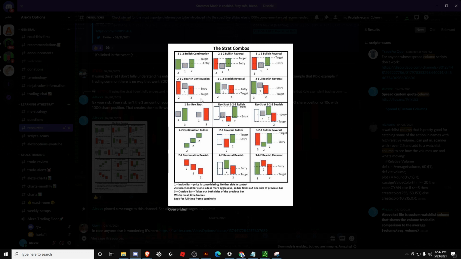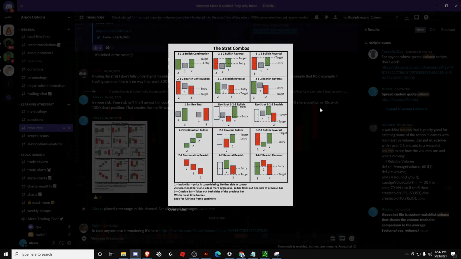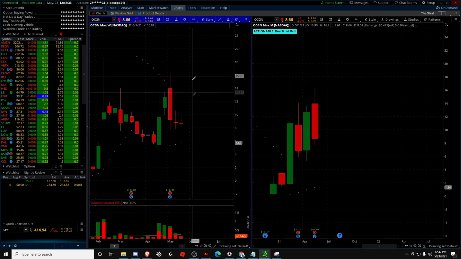And then you're also going to see what we look at is a 2-1-2 bearish continuation, where you're going to see your entry and your magnitude, or your target for the short, is going to be like so. So now if we go to the example, you're going to see Akigen.